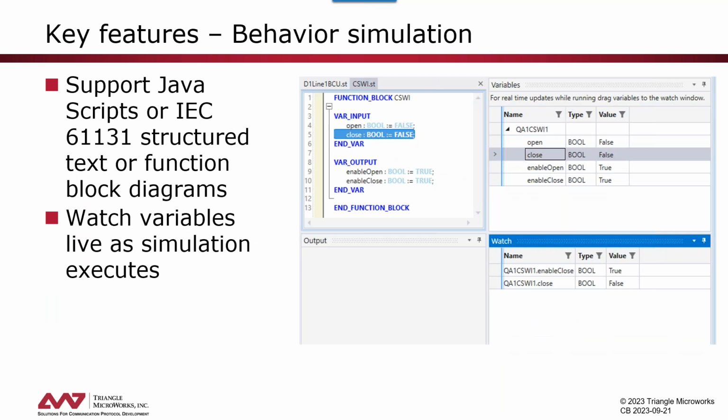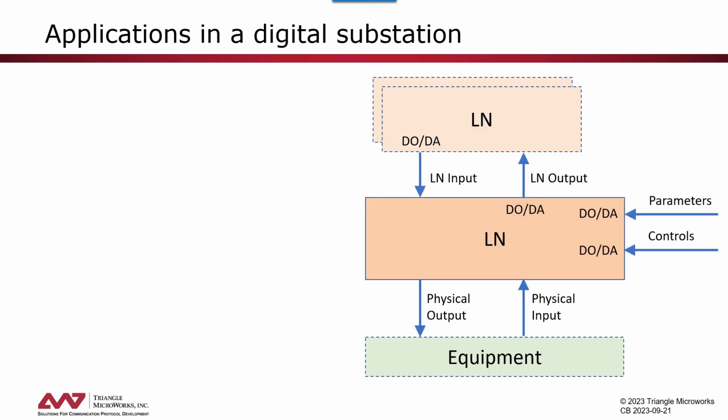One feature of DTM is that it supports behavior simulation. The behavior can be described either in JavaScript or in 61131 structured text or function block diagrams. We have mechanisms built in to debug, to test, to run the stuff. We can watch variables live as the simulation is executed, so we can also have a look at the internal variables.